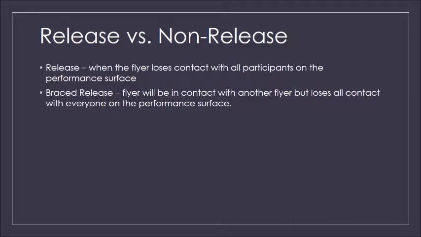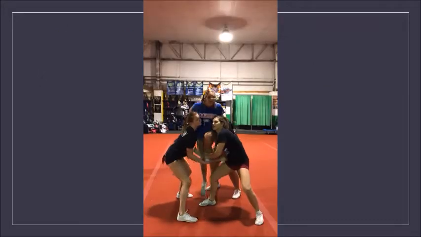Next, let's talk about release versus non-release. A release occurs when the flyer loses contact with all participants on the performance surface. A braced release involves a flyer that stays in contact with another flyer but loses all contact with everyone on the performance surface. Let's take a look at a video example.